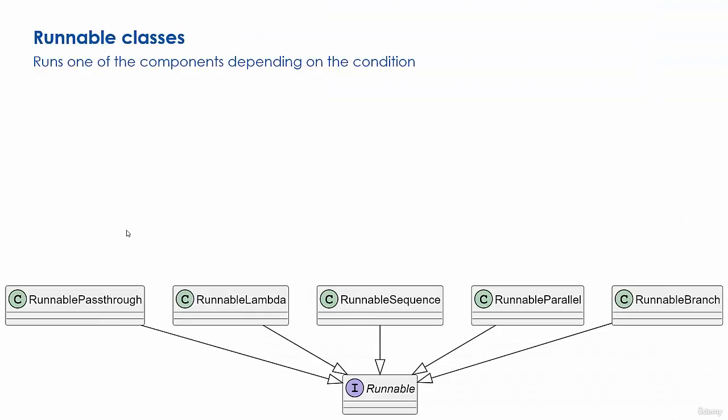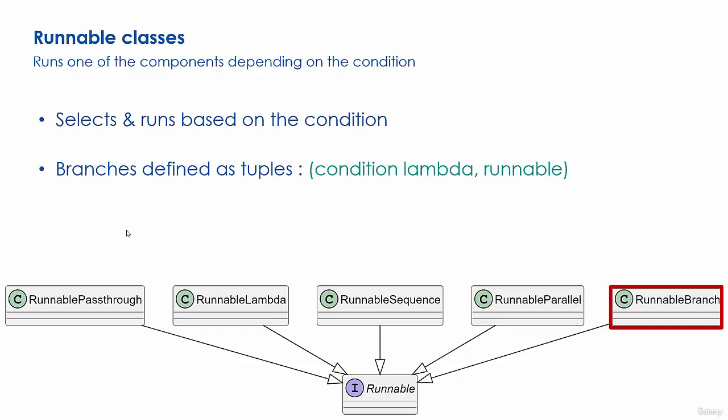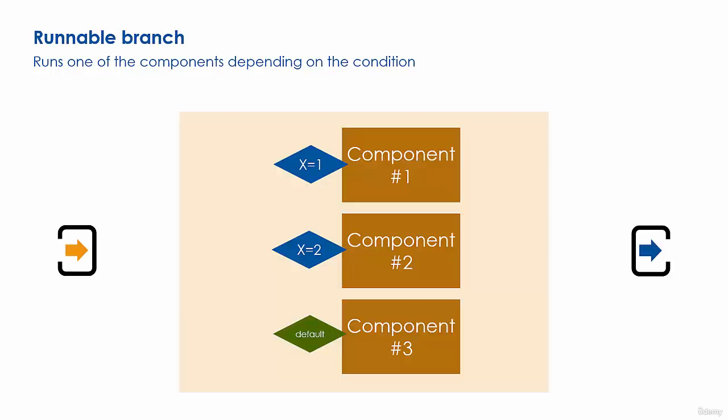Next runnable class is the runnable branch, which selects and runs a component in the chain based on the condition. Branches are defined as tuples. Each tuple has a condition lambda and a runnable. If the condition is met, then that runnable will be run. This class requires that you must provide a default runnable, and this default runnable will be run if none of the conditions are met. Here is an illustration that depicts a chain built with a runnable branch.